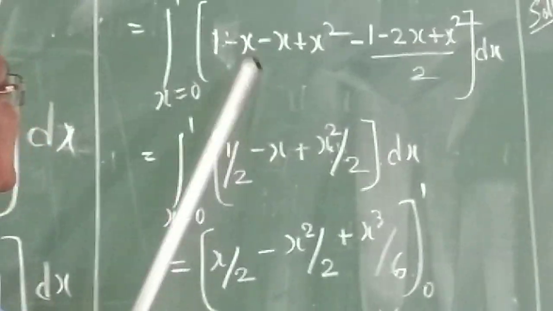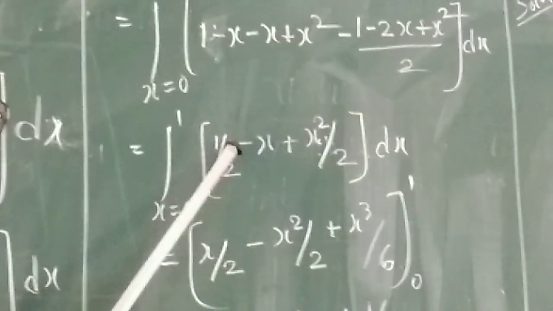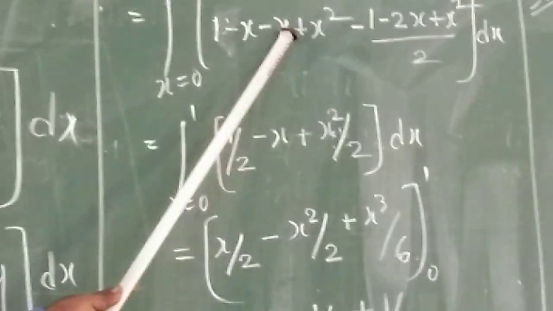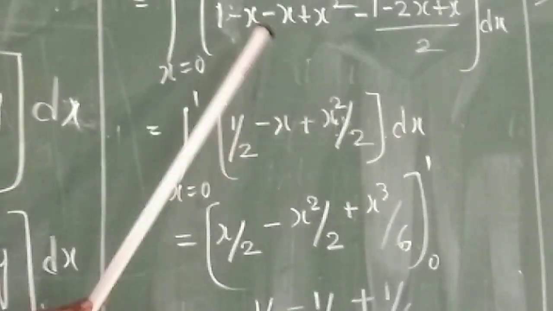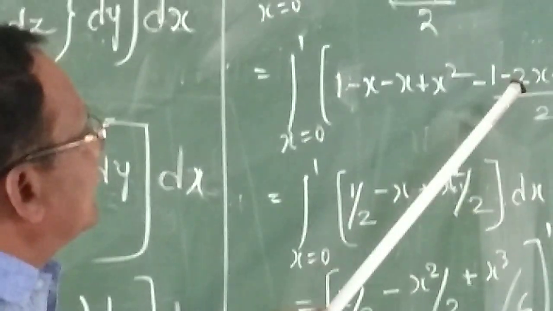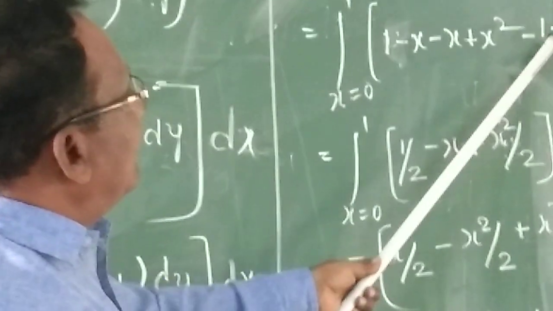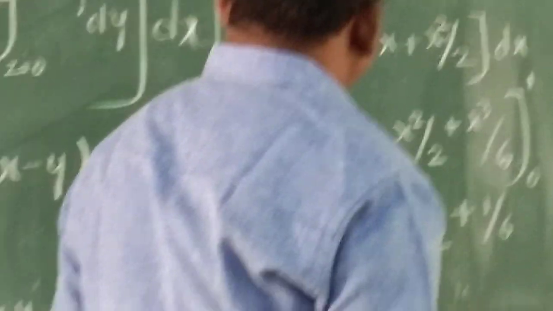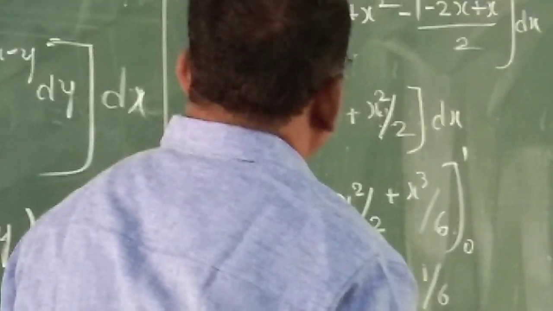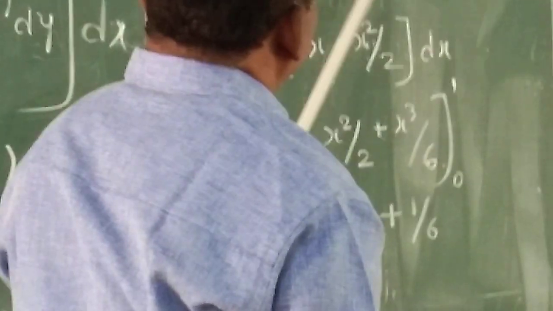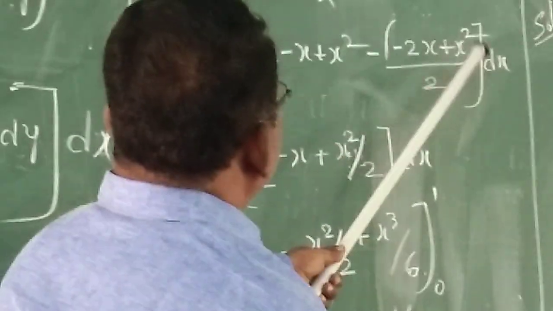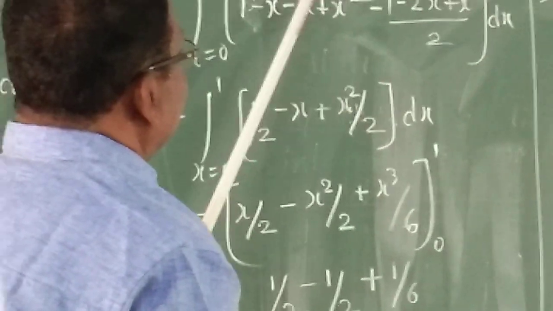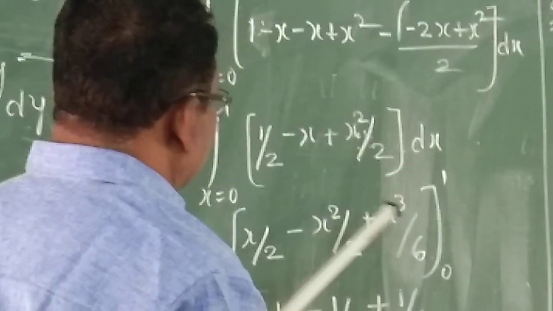You just simplify this. This 1 minus half is half, minus x, and this minus x minus 2x. This minus of minus 2x plus 2x, that cancels here, that cancels, therefore it is minus x plus x squared minus x squared by 2. Minus of minus x squared by 2 is plus x squared by 2. This is minus x plus 2x.